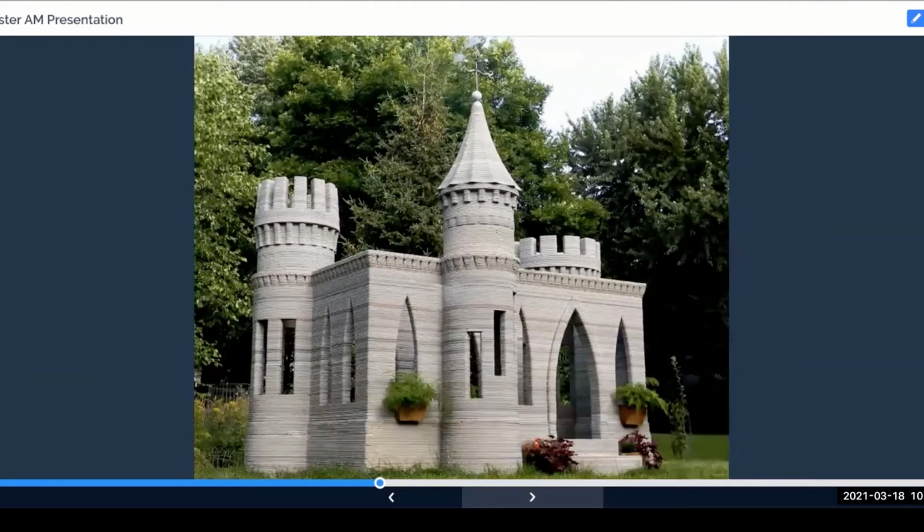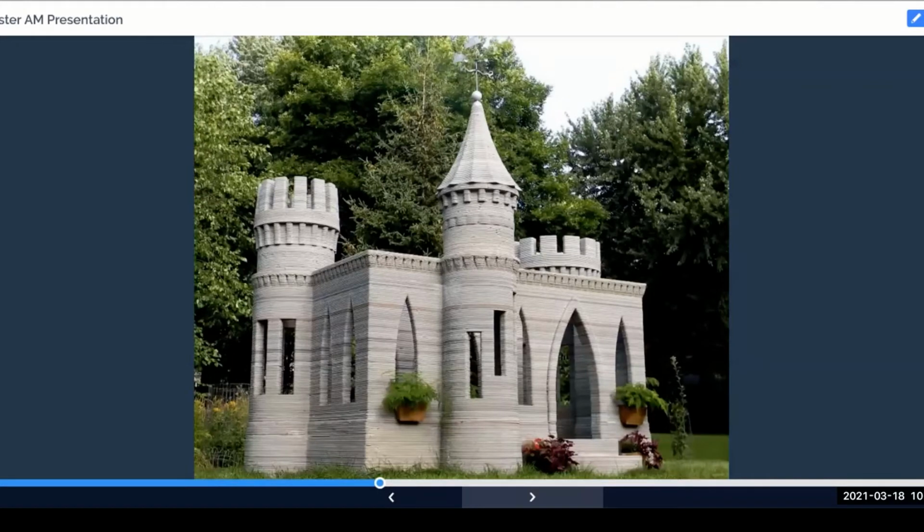This is a crazy guy in Minnesota. He was a contractor, a concrete contractor. He got really excited about 3D printing. He made one of these in his backyard. His neighbors thought he was nuts. Here he is printing a castle, but super exciting, right?